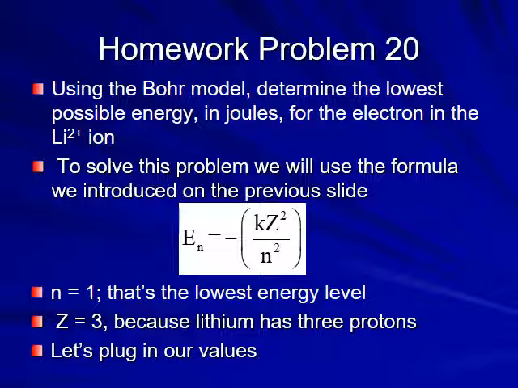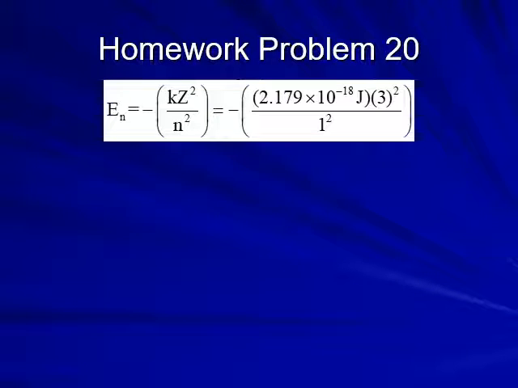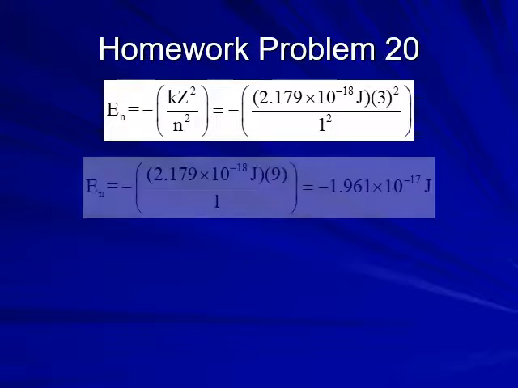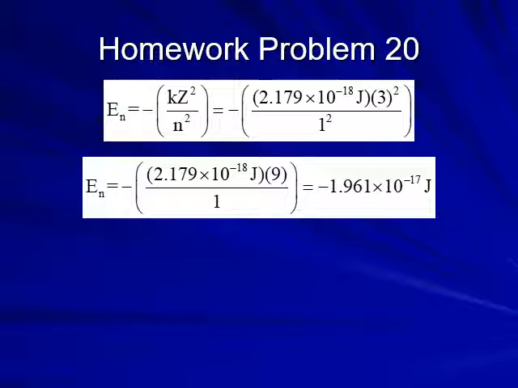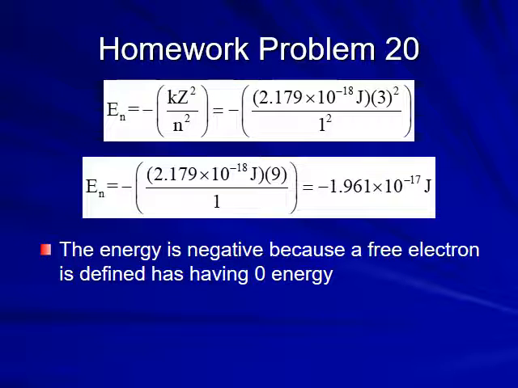Now, let's plug in our values. There's our formula. There's our value for K. Z is 3. Our energy level is 1. A little bit of cleaning up here. We'll square the 3 to get 9. 1's in the denominator. So all we're doing is multiplying K times 9. Double check my math, but that's the number I get, minus 1.961 times 10 to the minus 17 joules. A pretty small amount of energy, but we're talking about a single electron in a single energy level.